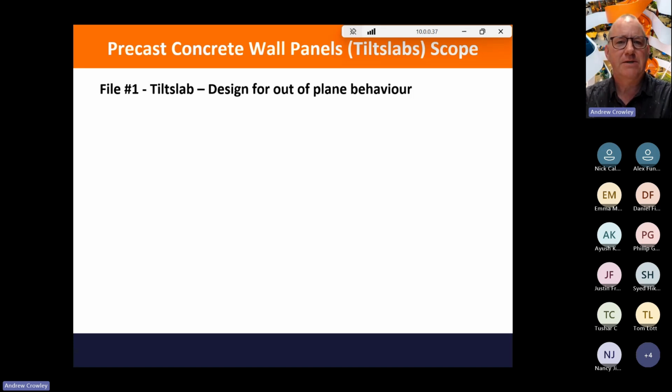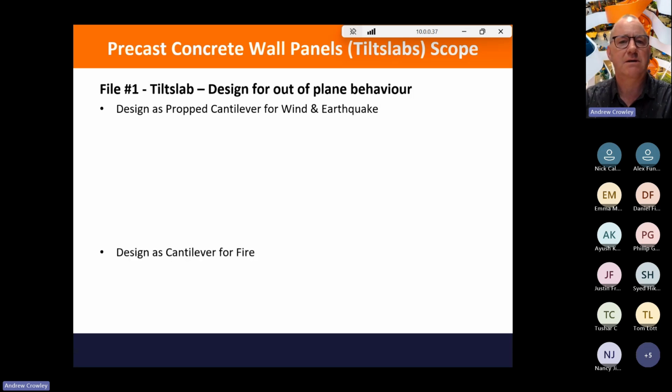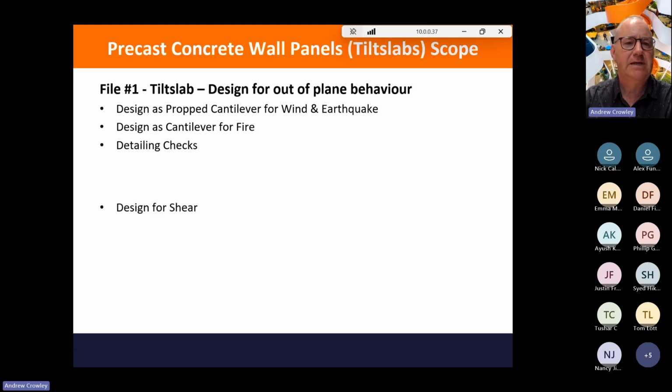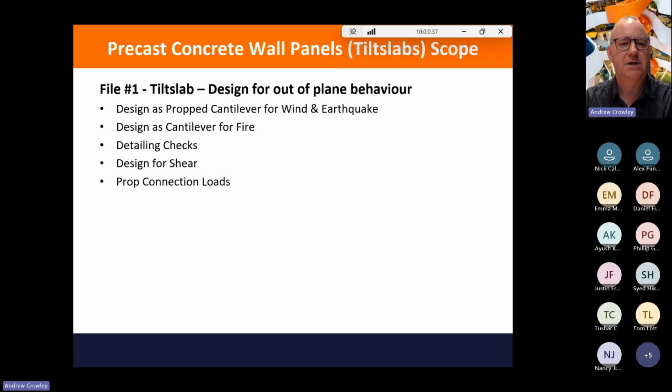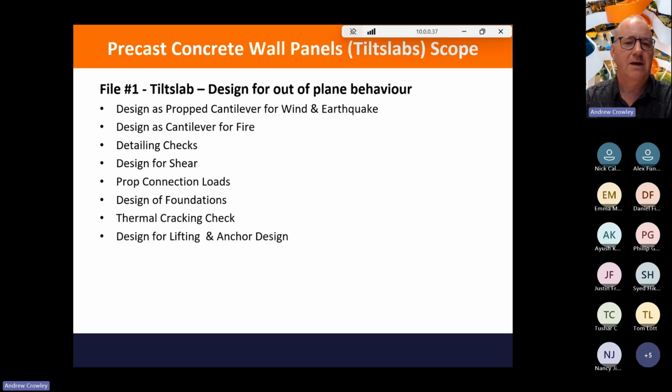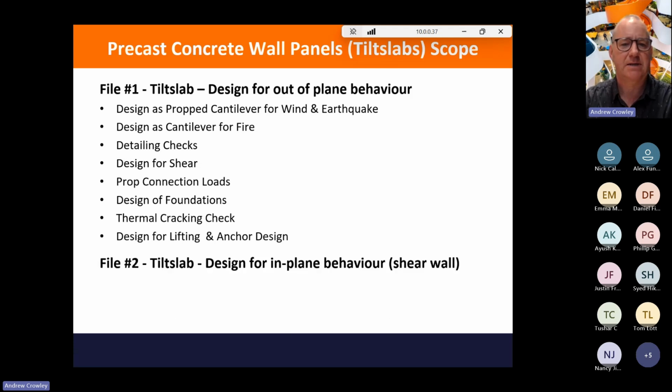The first one is about tilt panels or tilt slabs and how we design for out-of-plane behaviour. We'll look at the design as a propped cantilever for wind and earthquake, as well as the design as a cantilever for the fire situation. We'll do some detailing checks for shear, work out what the connection load is at the prop, and a design of the foundations. We'll have a check on the thermal cracking and look at the design for lifting of this panel, as well as the anchor design.